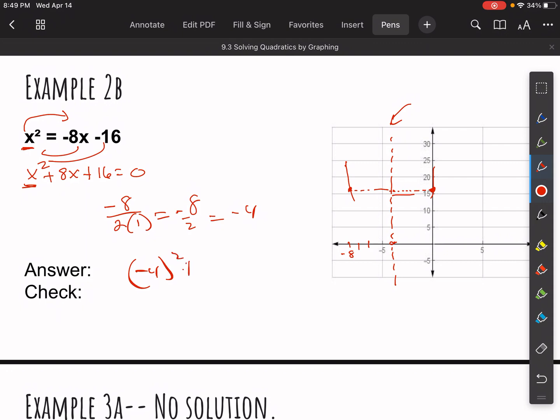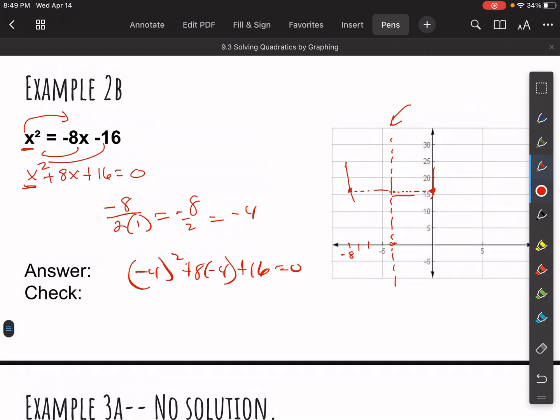-4 squared plus 8 times negative 4 plus 16 equals 0. Negative 4 squared is 16. Okay, 16 plus, this is going to be minus 32 plus 16. That gives me negative 16 plus 16, which equals 0.